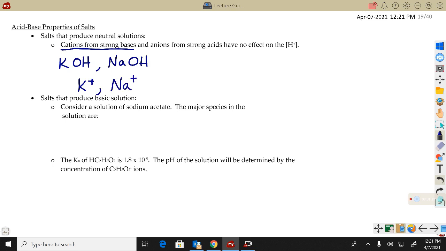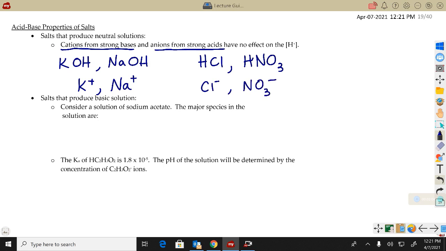Okay, so the cation from a strong base, the positive ion from a strong base, and the anion from a strong acid. So anion is the negative ion, and two of the most common strong acids are things like HCl or HNO3. Hydrochloric acid and nitric acid are probably the two most common strong acids. Well, now I'm looking at the negative ion from these strong acids. So something like chloride or nitrate.